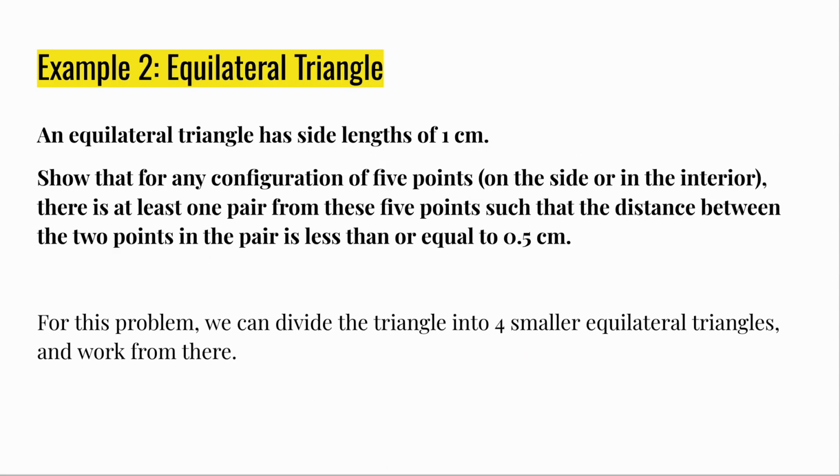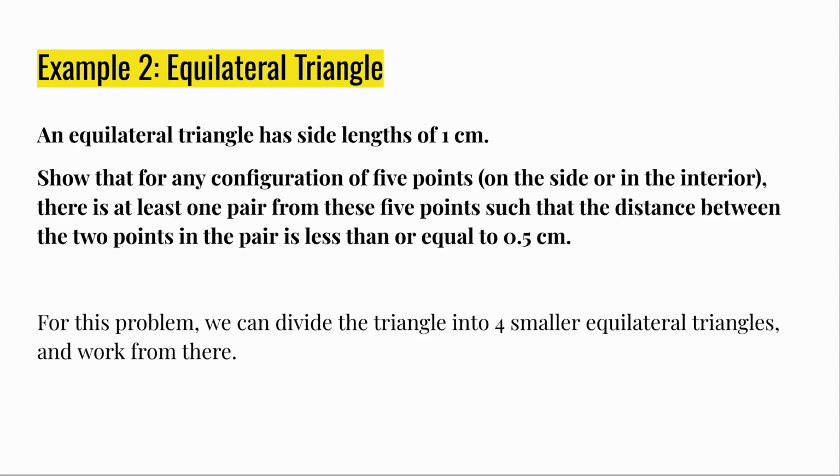One not so common example regarding the pigeonhole principle is the equilateral triangle example. Here is the question. An equilateral triangle has side lengths of 1 cm. Show that for any configuration of 5 points, on the side or in the interior, there is at least one pair from these 5 points such that the distance between the 2 points in the pair is less than or equal to 0.5 cm.